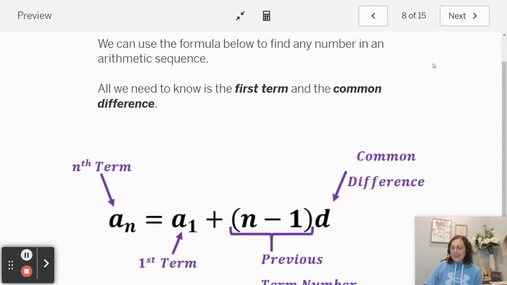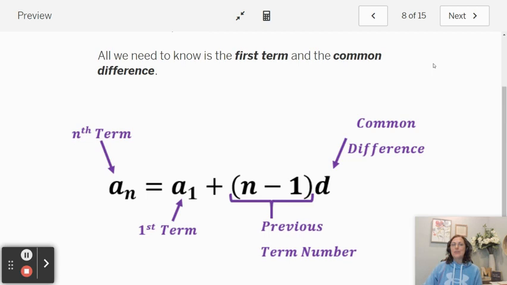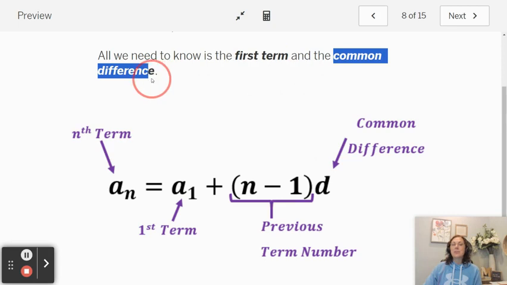We can use a formula to find any number in the sequence. All we need to know is the first term and the common difference. Remember, the common difference was that thing we were adding each time. Now be real careful because this formula can look confusing, but I want you to see exactly what it is. It's saying A with a little n. We say that A sub n is equal to the first term plus parentheses n minus 1 times the common difference. We're going to put values in for most of that, and you will be able to use it.